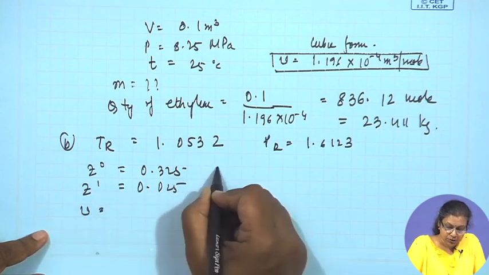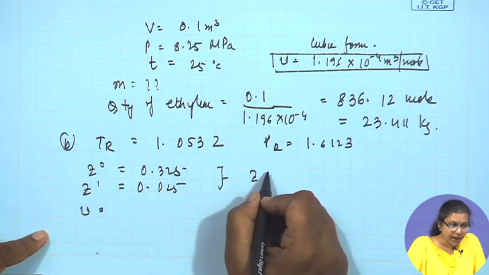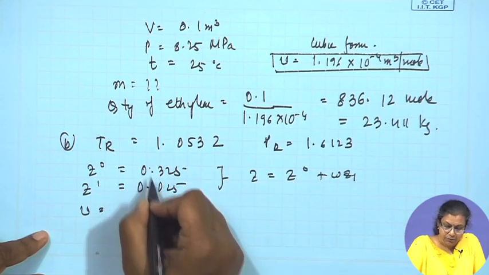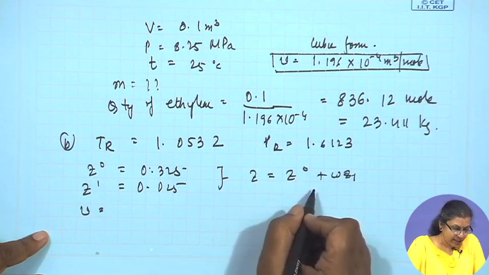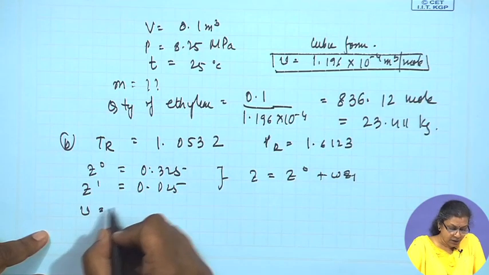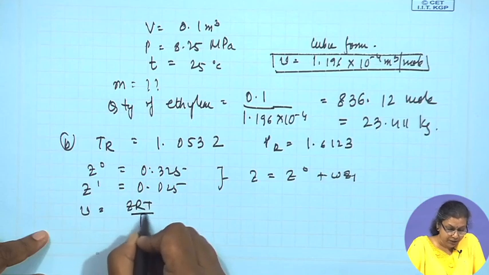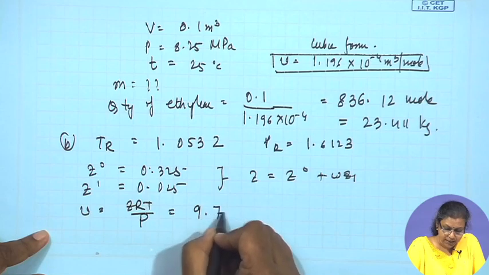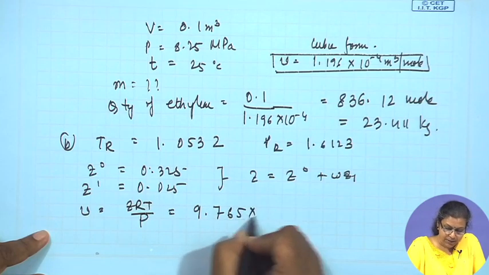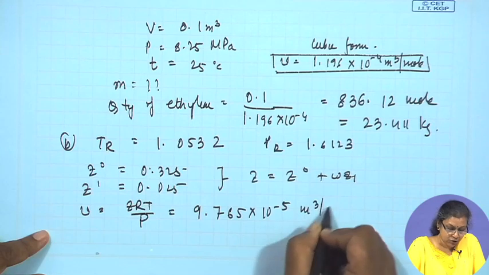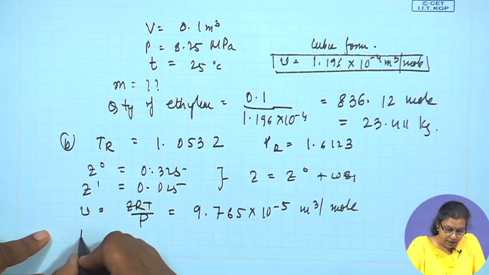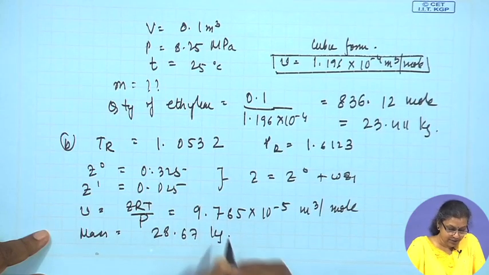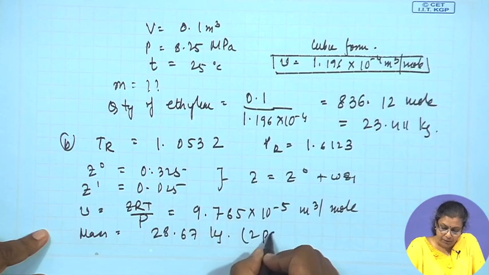Once you know these two, you can find out Z. Omega is also given, I believe. So, you can find Z as Z0 plus omega Z1, substitute these two, and the omega is 0.089. From there you get Z. Once you get Z, you can find out V from this particular equation. The V from the 2 parameter law comes out as this, the molar volume 9.765 into 10 to the power minus 5 meter cube per mole, from where you get the mass of ethylene as 28.67 kgs, and this is from the 2 parameter law.